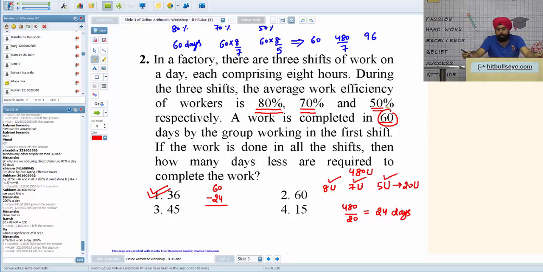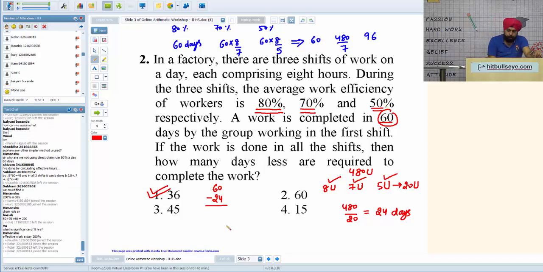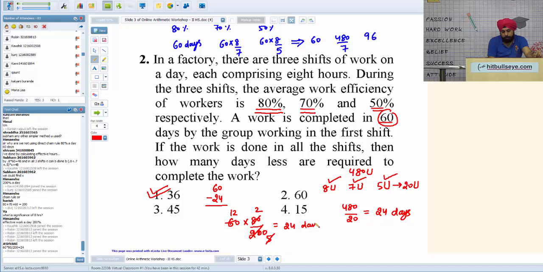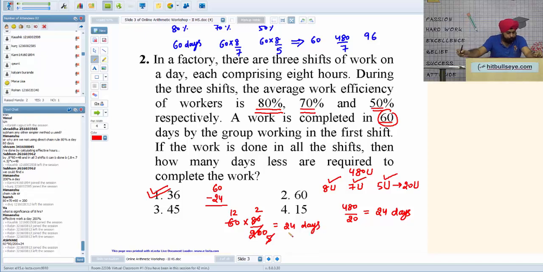So you will be able to do the work in how much time? You can find that, right? So it is 60 into 80 by 200. Sorry. And you can solve it 4 2 za, 4 5 za, 5 into 12 za. So you can say the work will be finished in 24 days if you work at 200% of the efficiency.